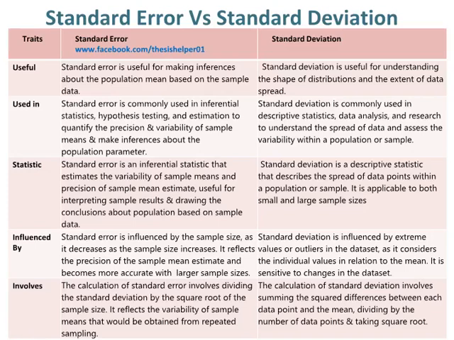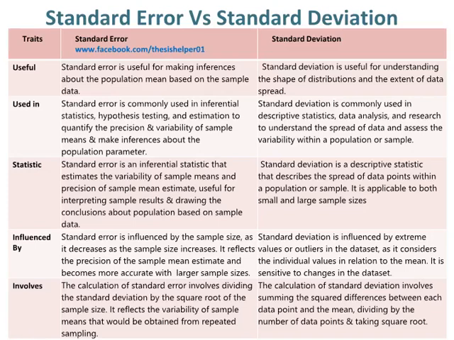Standard error is an inferential statistic that estimates the variability of sample means and precision of sample mean estimate, useful for interpreting sample results and drawing the conclusions about population based on sample data. Whereas, standard deviation is a descriptive statistic that describes the spread of data points within a population or sample. It is applicable to both small and large sample sizes.